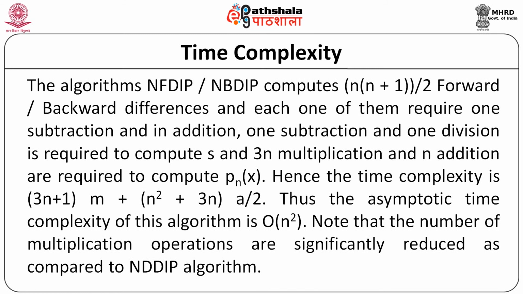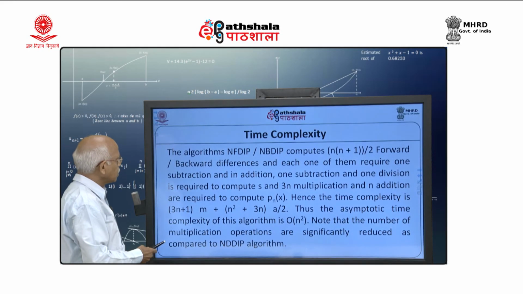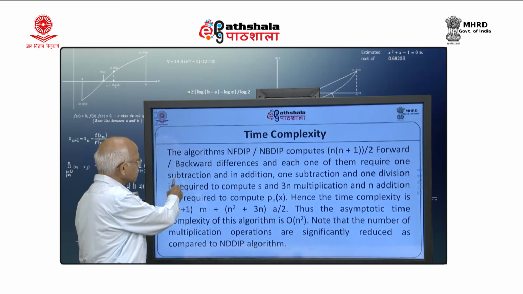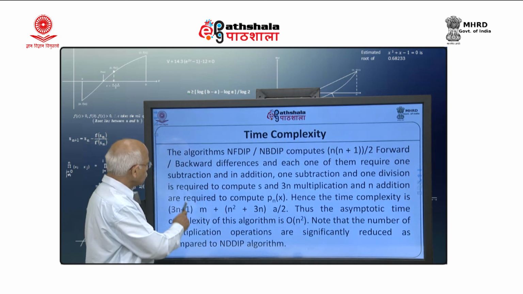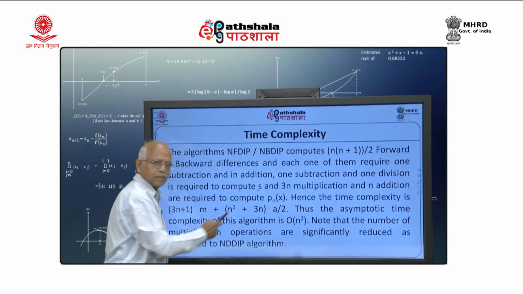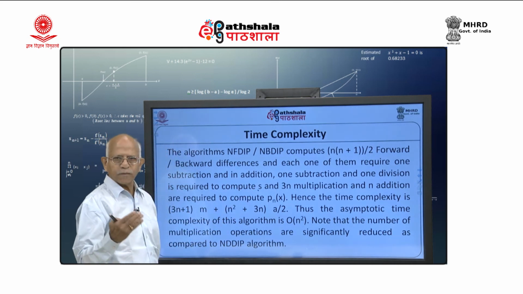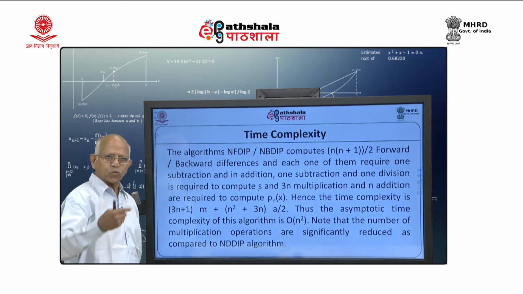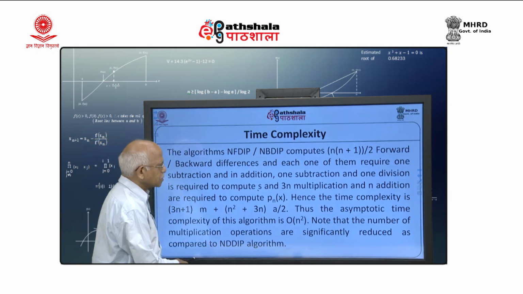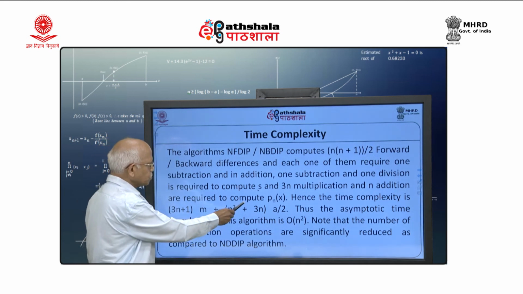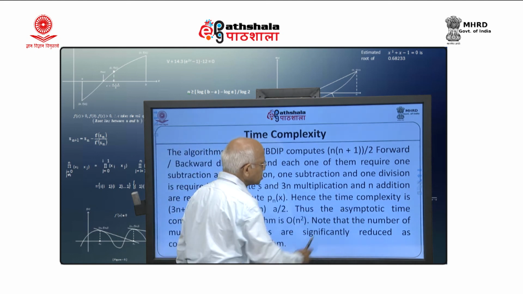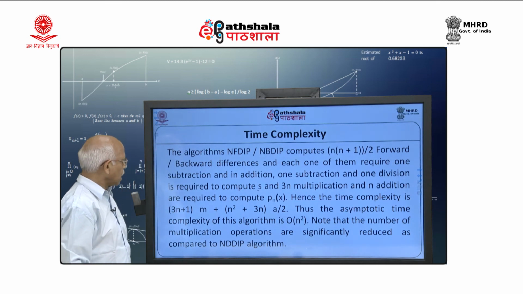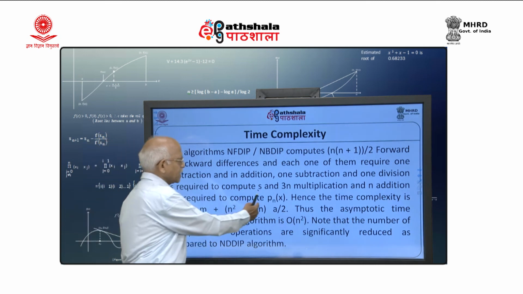You know that time complexity is computed in terms of arithmetic operations, or they are called flops, actually floating point operations required for computing the algorithm. So, we will get one subtraction operation here. In addition, one subtraction and one division is required to compute s, because s is nothing but x minus x n by h. So, one subtraction, one division. So, these are for s, and then 3 n multiplications and n additions are required to compute p n x.